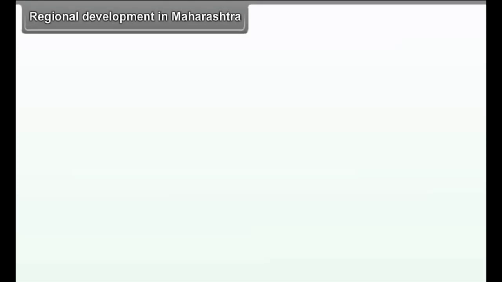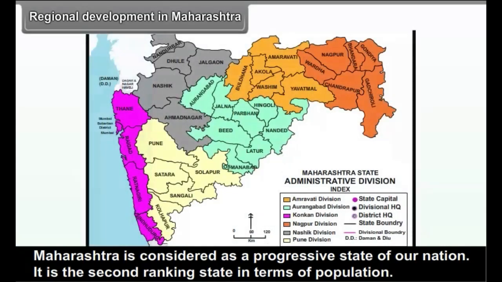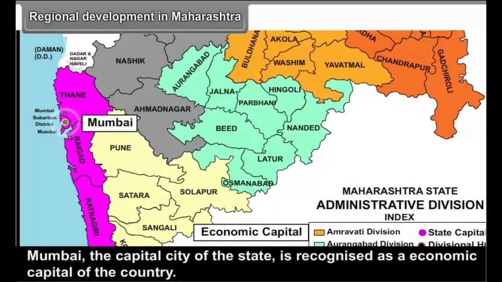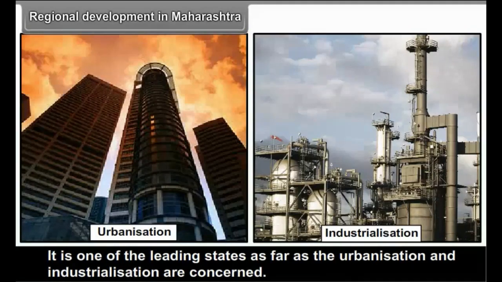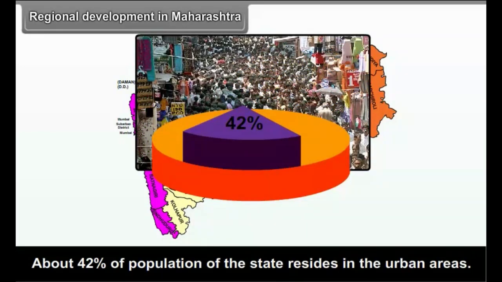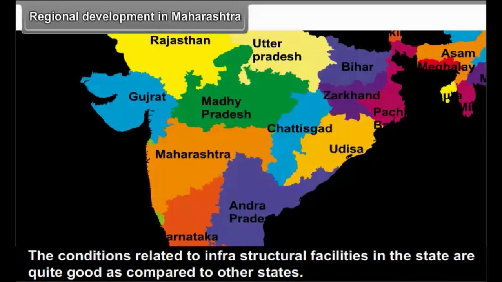8.4 Regional Development in Maharashtra. Maharashtra is considered as a progressive state of our nation. It is the second-ranking state in terms of population. Mumbai, the capital city of the state, is recognized as the economic capital of the country. It is one of the leading states as far as urbanization and industrialization are concerned. About 42% of the population of the state resides in urban areas. The conditions related to infrastructural facilities in the state are quite good as compared to the other states.